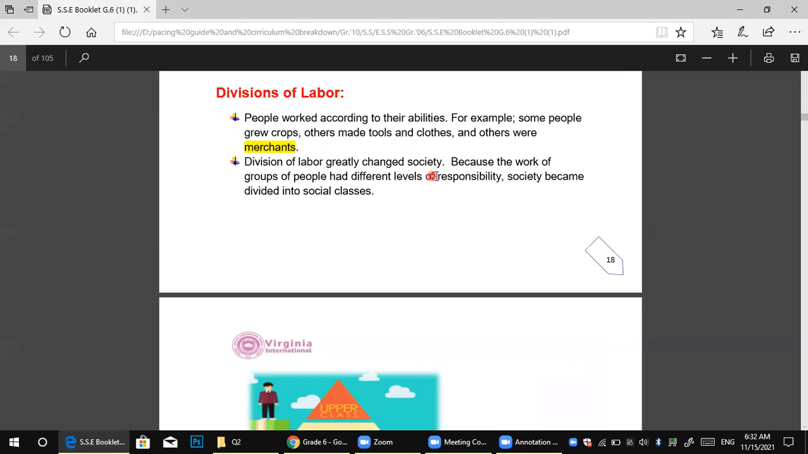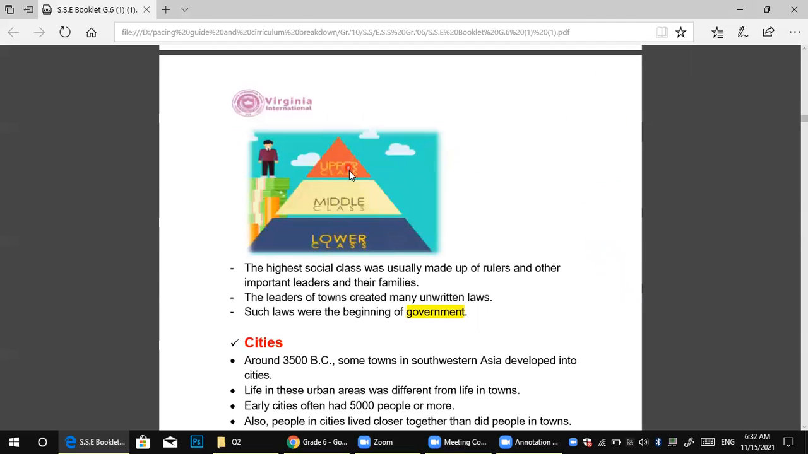Division of labor greatly changed society because the work of groups of people had different levels of responsibility. What does it mean? It means that society became divided into social classes. As we see here, this is the upper class, the middle class, and the lower class. The highest class was usually made up of the rulers, the leadership, and other important leaders and their families. This is the upper class.